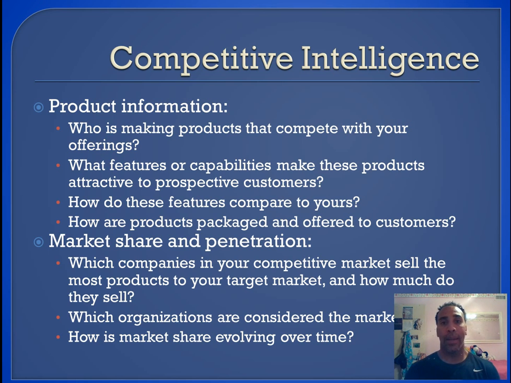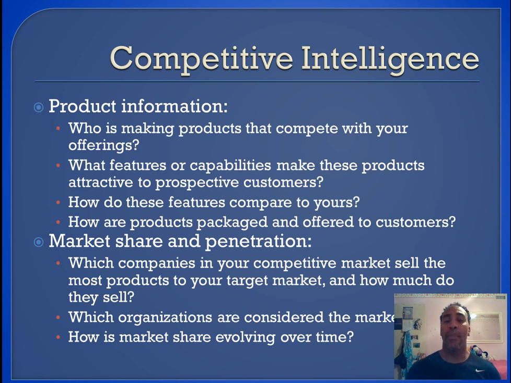So if I'm making pizza, I've got Domino's, Pizza Hut, Papa John's, Little Caesars, they're all competing with me. What features or capabilities make these products attractive to prospective customers? Well, I know that Little Caesars is because of the price. Papa John's might be because of the sauce. Pizza Hut might be because they have a dessert pizza. All kinds of different things. What features or capabilities make those products attractive?